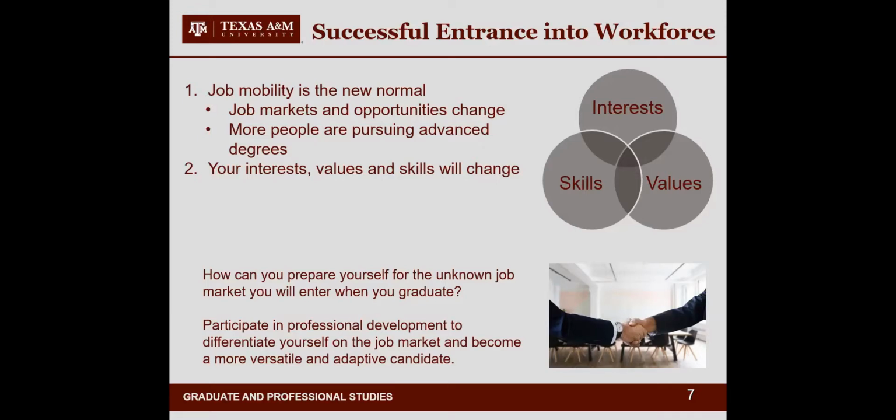Job mobility is really the new norm, particularly right now with COVID-19. There's a lot of variability in the job markets and opportunities. More people are pursuing advanced degrees. My career path is kind of a perfect example of that. I went to undergrad here at Texas A&M, meteorology in the College of Geosciences. Then I pursued my PhD in biogeochemistry at Rice University, just up the road in Houston.